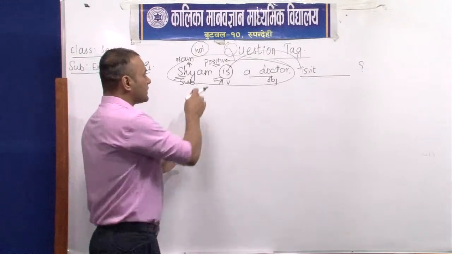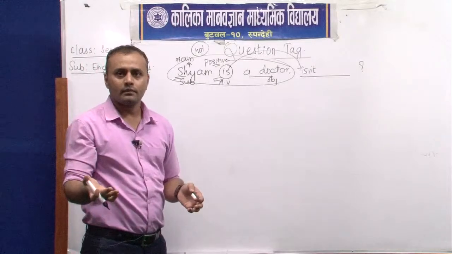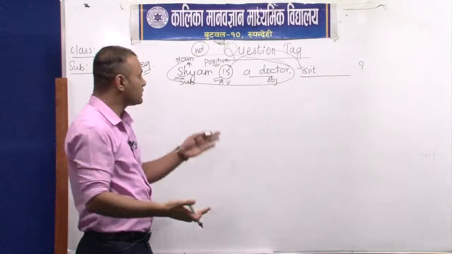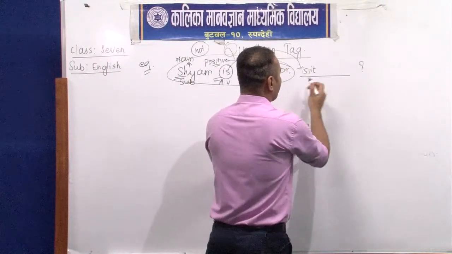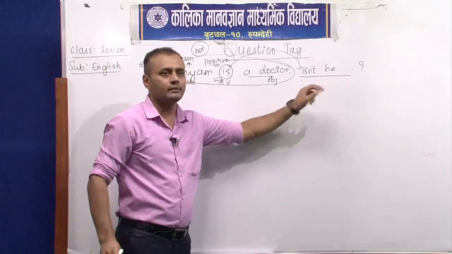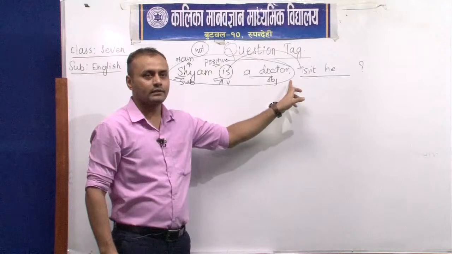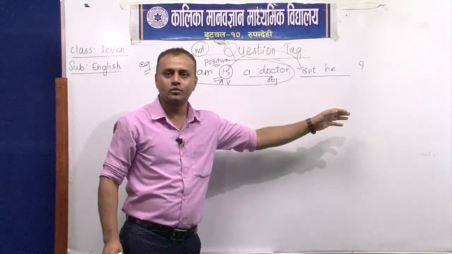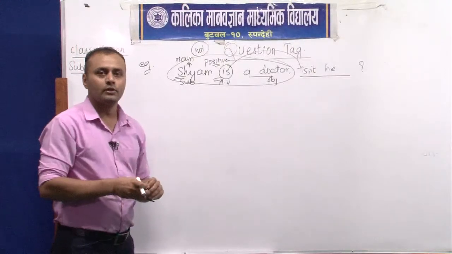For example, Sam is a noun, and Sam is a person's name, somebody's name. Sam means boy's name. Therefore you can use the pronoun version, that is he. Isn't he? Sam is a doctor. Statement, tag is isn't he. So in this way we find out the appropriate kind of question tag.